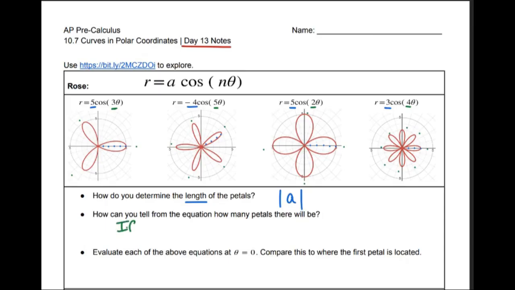So if n is odd, then it seems to match the value of n. So there are n petals. But if n is even, then it looks like we have twice as many. So we have 2n petals.